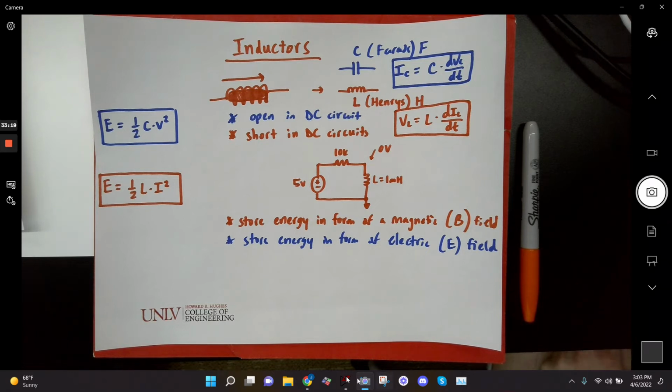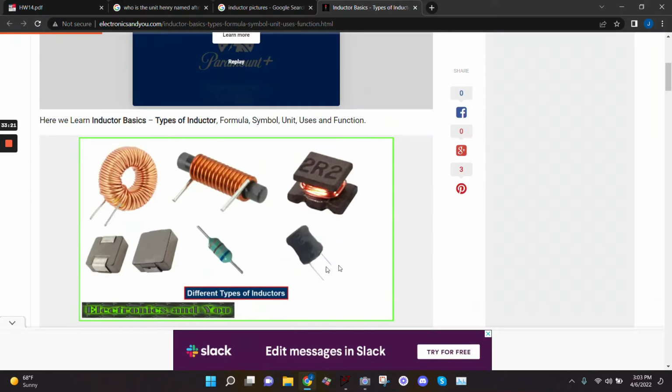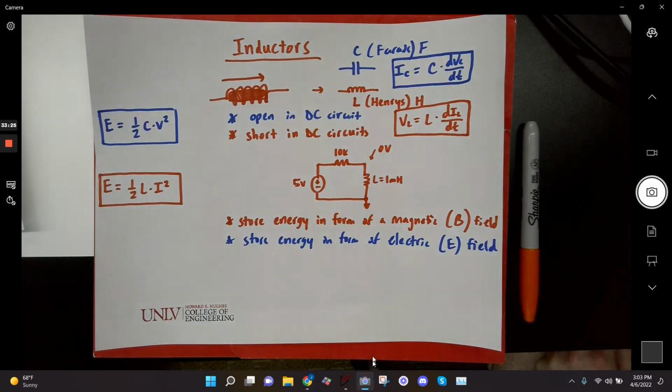Okay, so we got to see some inductors. We got to talk about them. I guess there's no more questions.